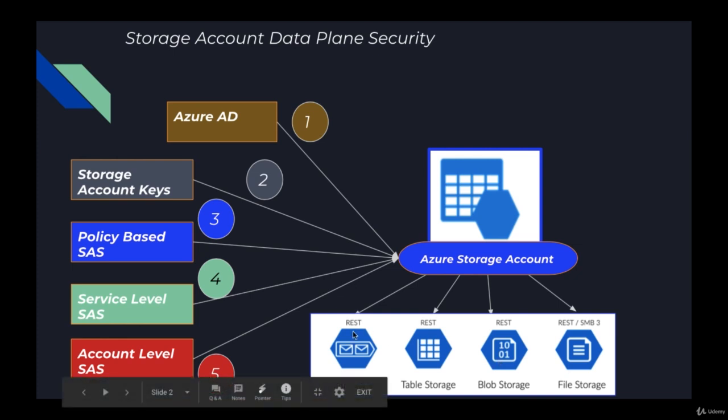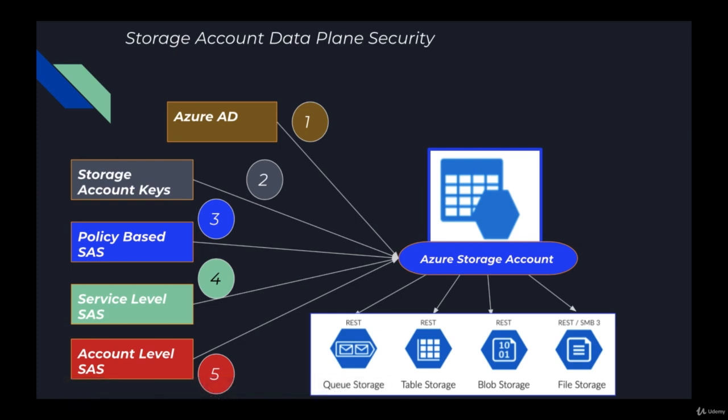We'll discuss how we can secure access when we access resources like queues, table storage, blob storage, or file storage within the storage account. This is about data security, how we can secure the data within the storage account. There are primarily five methods with the help of which we can access the storage account, and they are used to provide secure access to your data within the storage account.